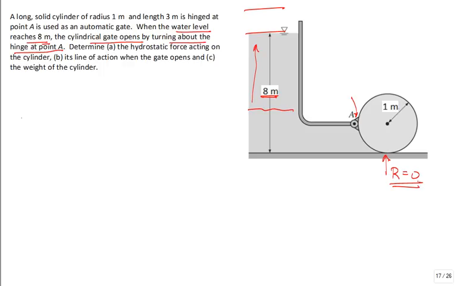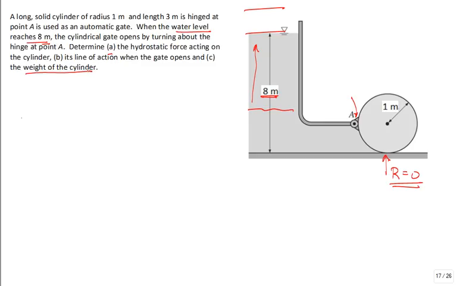Part A, Part B, and Part C. For Part A, the hydrostatic force acting on the cylinder at that point. All right? Part B, its line of action when the gate opens. I need to know not only the magnitude, but its line of action. Once I know the line of action, I know basically the whole thing about that force. Okay? And then C, the weight of the cylinder. So let's break it down step by step.